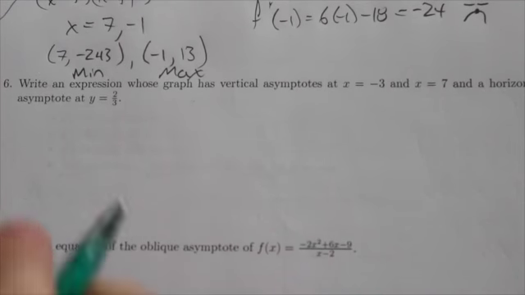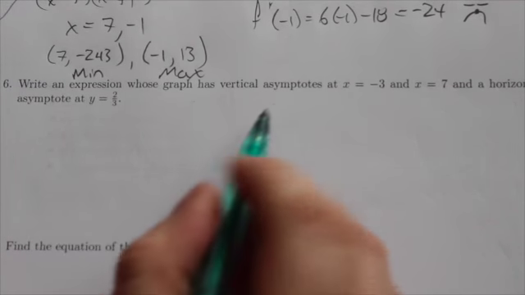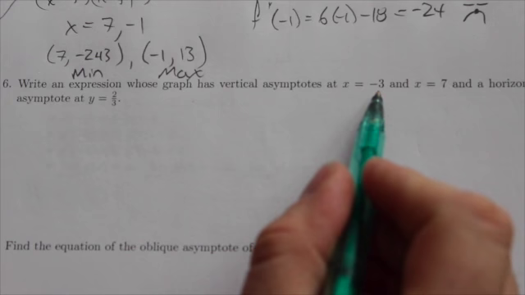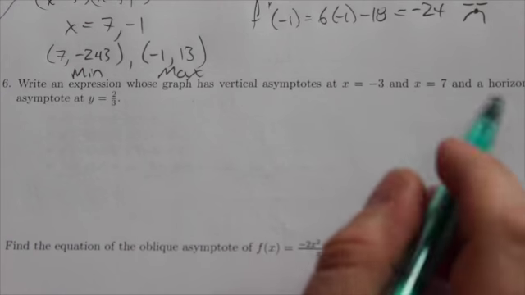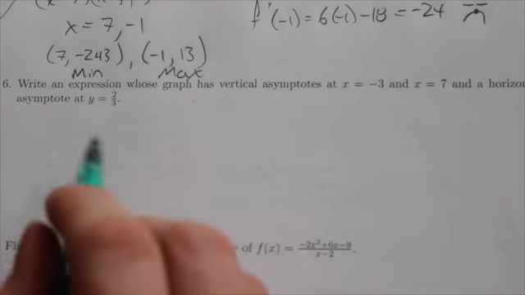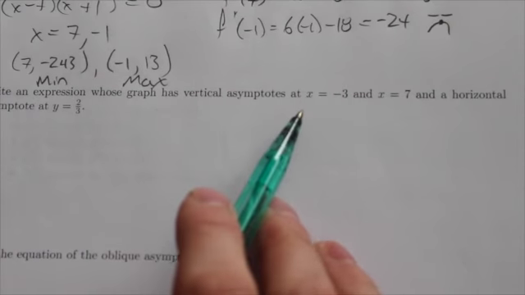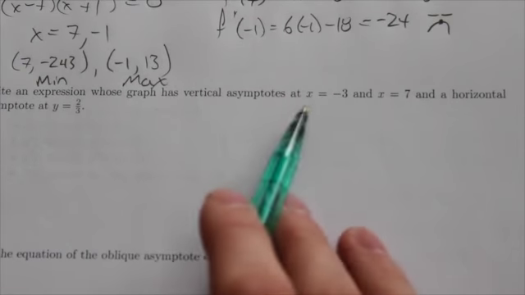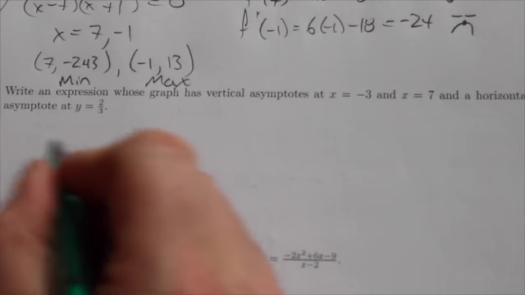Okay, question 6 says write an expression whose graph has vertical asymptotes at negative 3 and 7 and a horizontal asymptote at 2/3. Okay, well, we're going to focus on the thing that's easiest to get our heads wrapped around, and that's going to be the vertical asymptotes first.